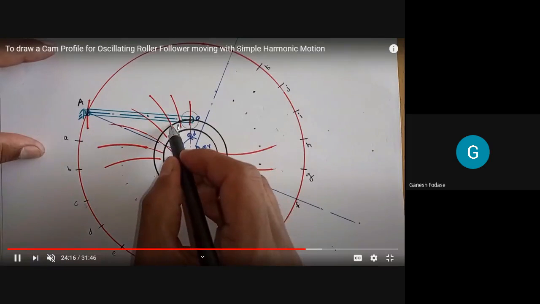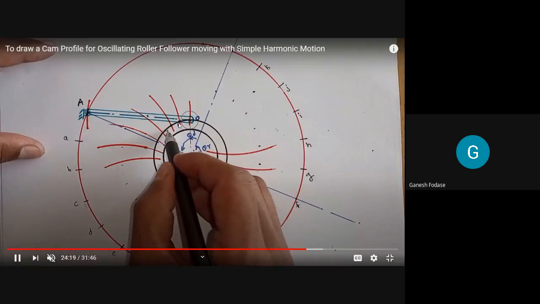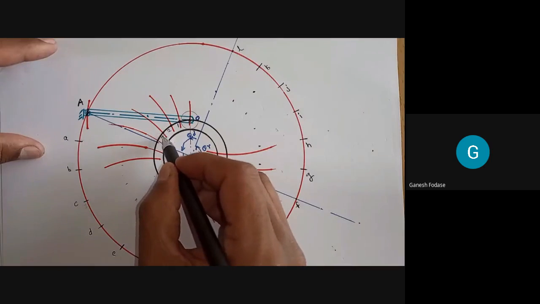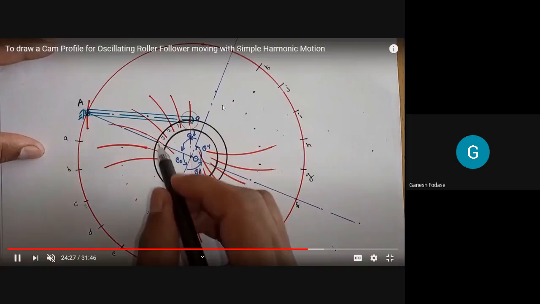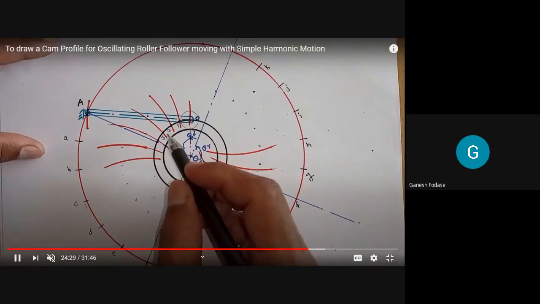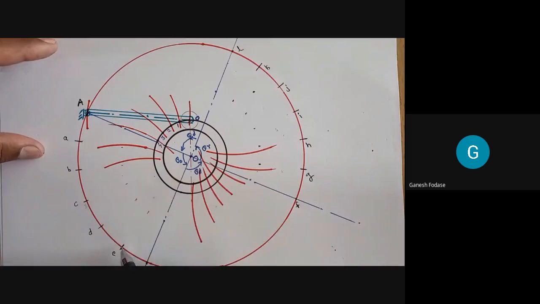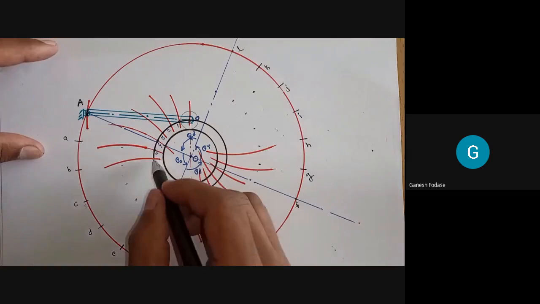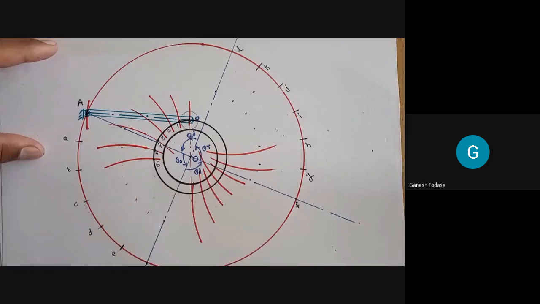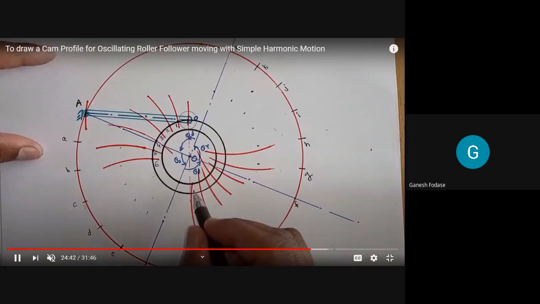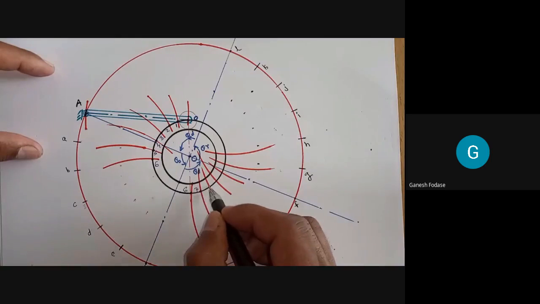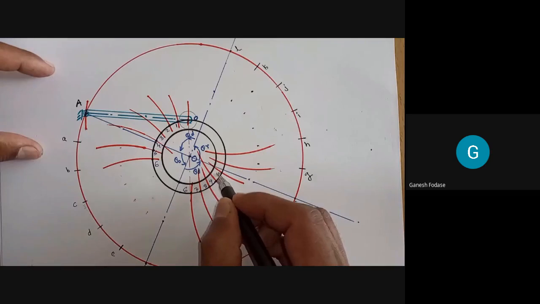See, 0, 1, 2, 3, 4, 5, 6 are the positions of a roller center. 1 corresponding to A, 2 corresponding to B, 3 corresponding to C, 4 corresponding to D, 5 corresponding to E, and 6 corresponding to F. These are the roller centers when the follower is moving around the cam. Again 6, 7, 8, 9, 10, 11, and 12.